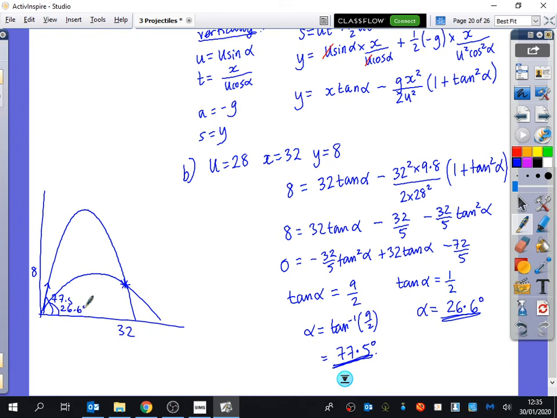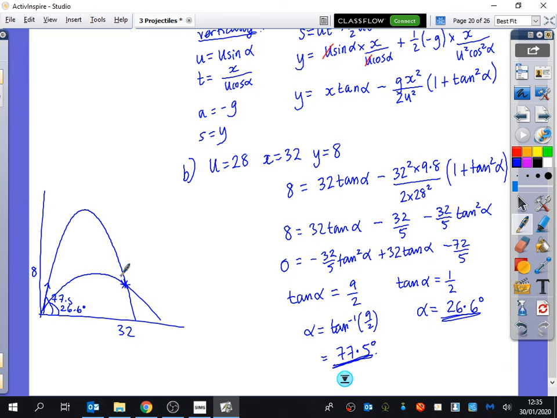So that's why there's two answers for this, because there are two scenarios that have the same speed, because they have to have the same speed in this situation. They have to have a speed of 28. If you wanted to hit a particular target, you could either throw it up at a really big angle or a narrow angle.